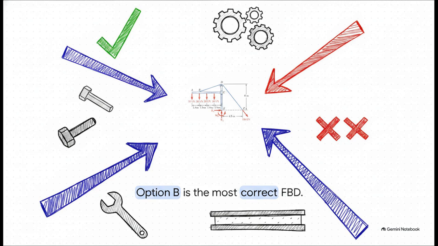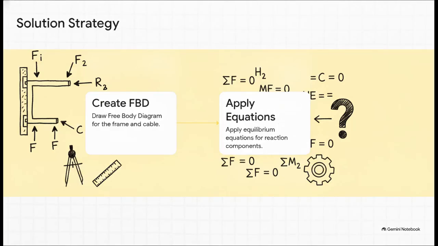It perfectly isolates the entire frame and cable system while showing the right support reactions. Now, option C is actually acceptable depending on exactly how you isolate the system, but options A and D, those are conceptually flawed and they will absolutely cost you points on an exam. Let's lock in this strategy.